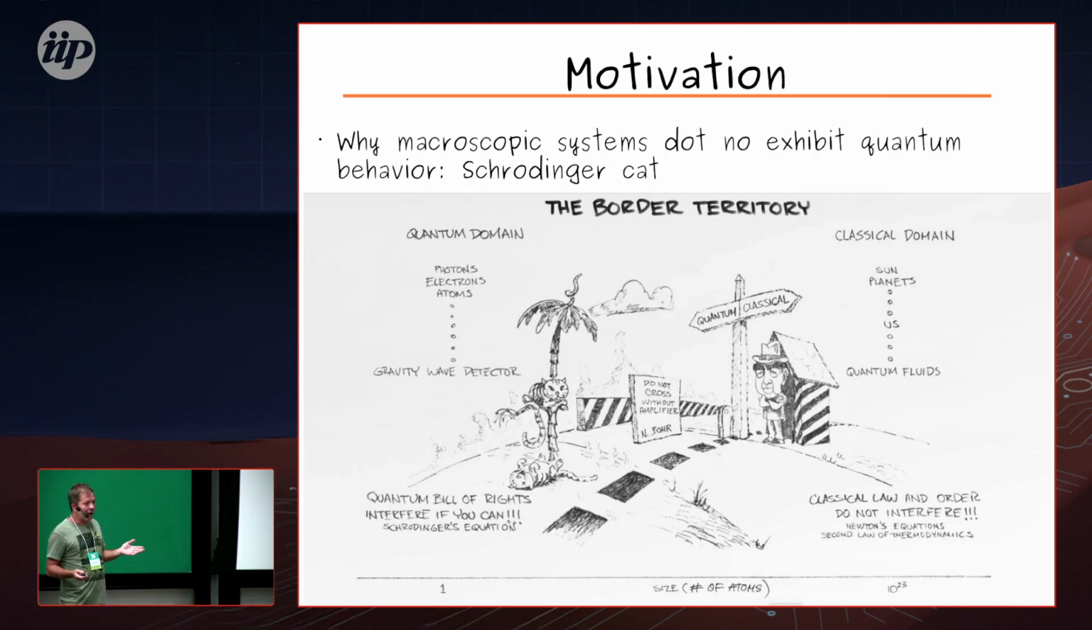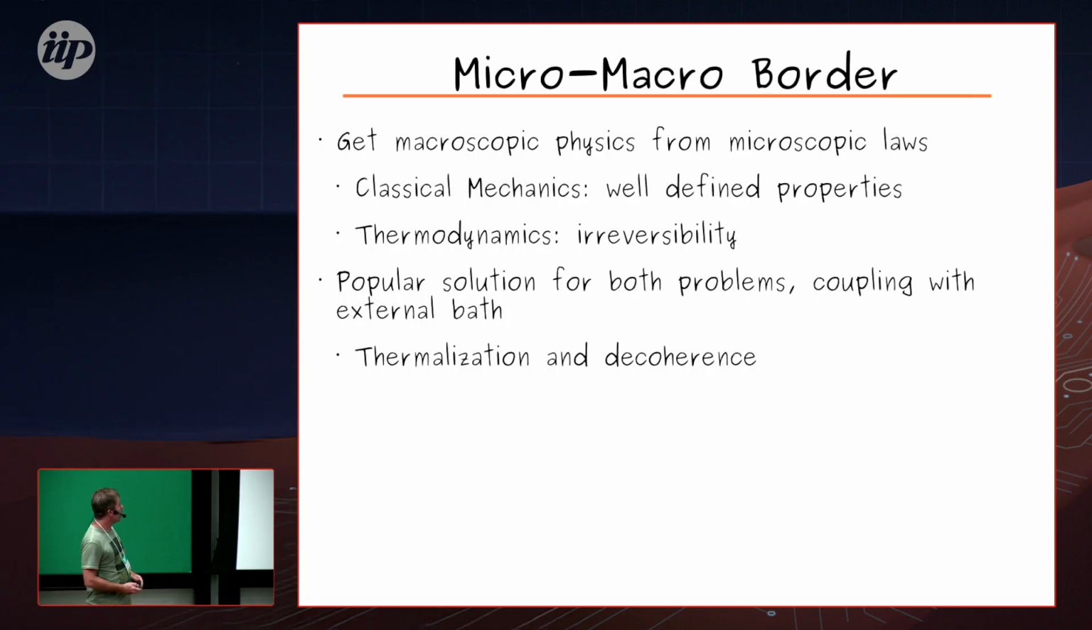And also you have this other motivation, which is kind of the same question, but in quantum mechanics. How do we get the classical world with well-defined properties from the quantum world where you have superpositions, entanglement, and all this? So I think the main question, in both cases, is to get this macroscopic physics from the microscopic laws, even in classical mechanics or in thermodynamics.